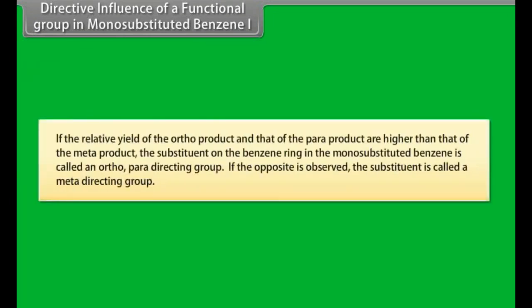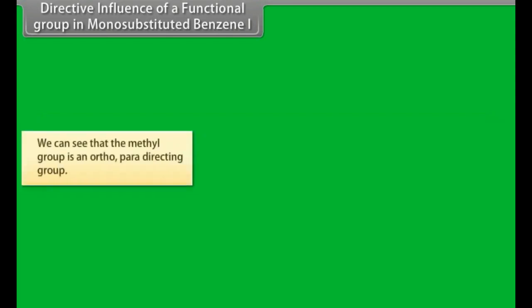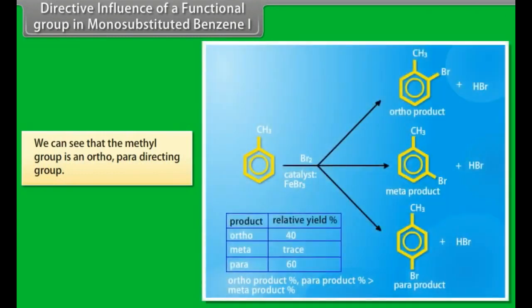If the relative yield of the ortho product and that of the para product are higher than that of the meta product, the substituent on the benzene ring in the monosubstituted benzene is called an ortho-para directing group. If the opposite is observed, the substituent is called a meta-directing group. Look at this example. We can see that the methyl group is an ortho-para directing group.